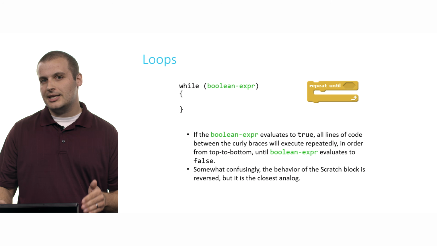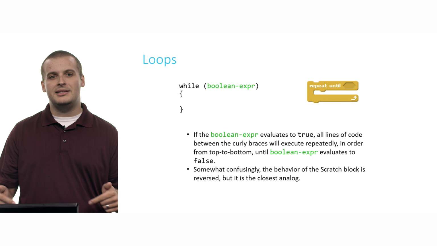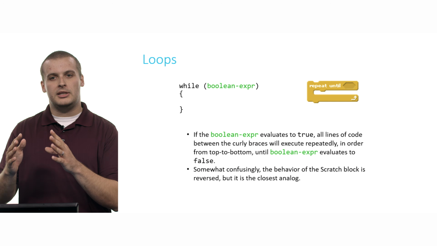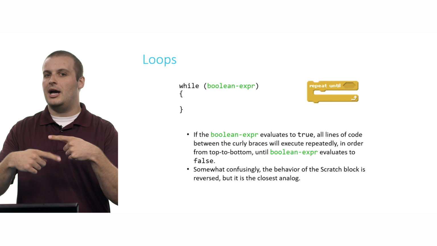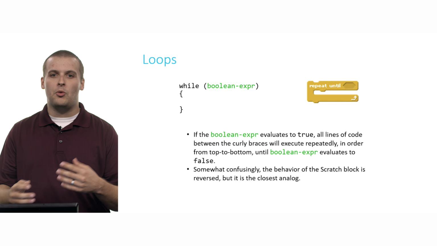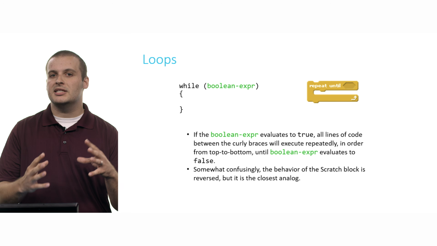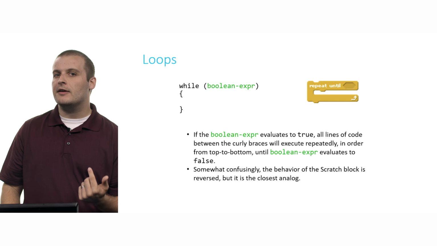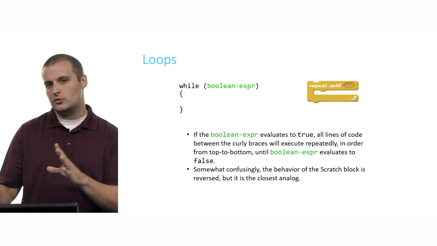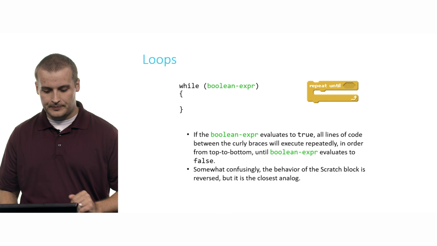Now, somewhat confusingly, the behavior of the Scratch block is reversed. So be really careful if this is your first foray into using loops. Basically, the repeat until block in Scratch will repeat something over and over until the Boolean expression in the hexagon is true. So it will keep doing it until it is true. Meanwhile, the while loop will continue to do it until it is false. So they're quite similar, but there's that little distinction to be careful of, especially as you make your first foray from transitioning from Scratch into C.